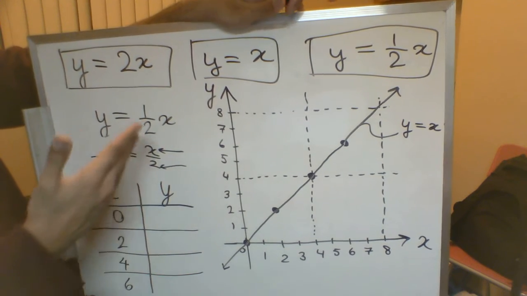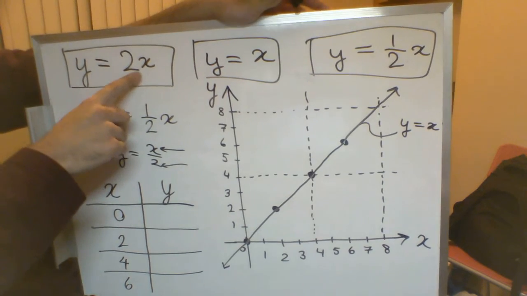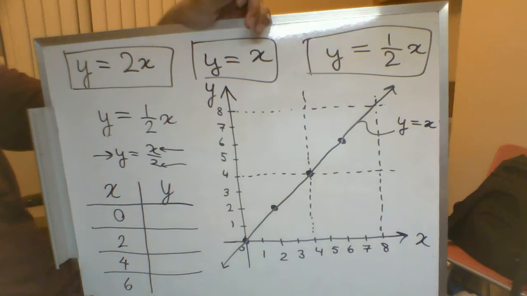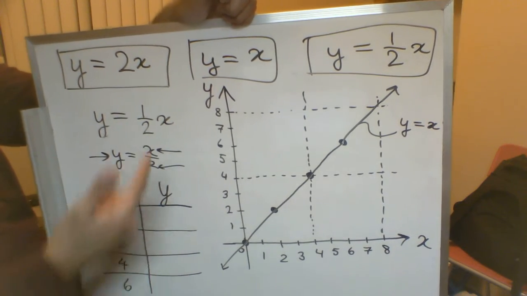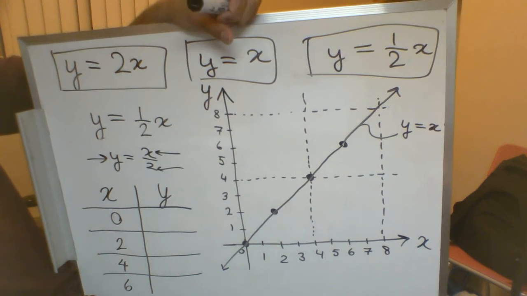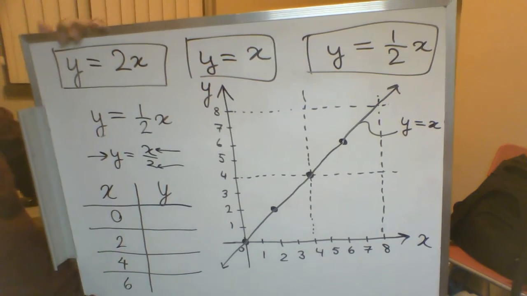Or if you had x times something, like when we're doing this one over here, if you're doing 2 times x, if x is equal to 0, it's going to be 0 no matter what. If x is equal to 1, it's going to be equal to whatever number it's being multiplied by. So 0 and 1 are sort of fan favorites when you're trying to get a couple of points that work.